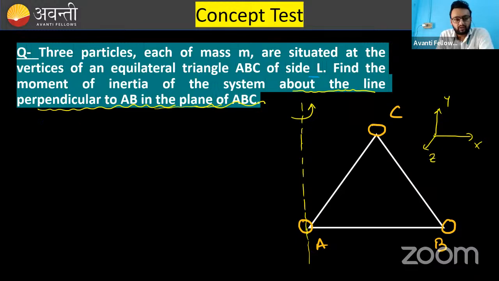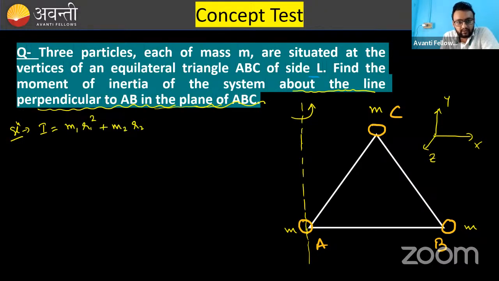Now, what we will do, there are three particles, each of mass m. So we will write moment of inertia I is equal to m1 r1 square plus m2 r2 square plus m3 r3 square.